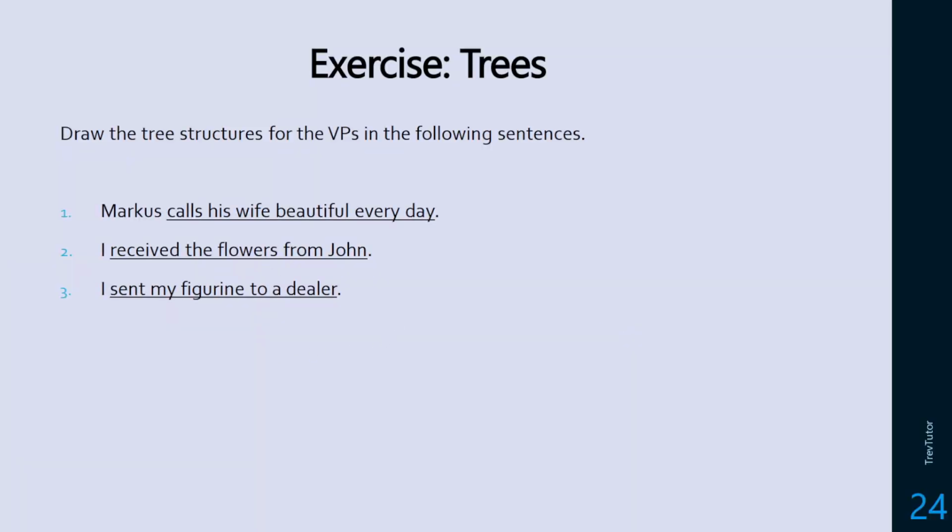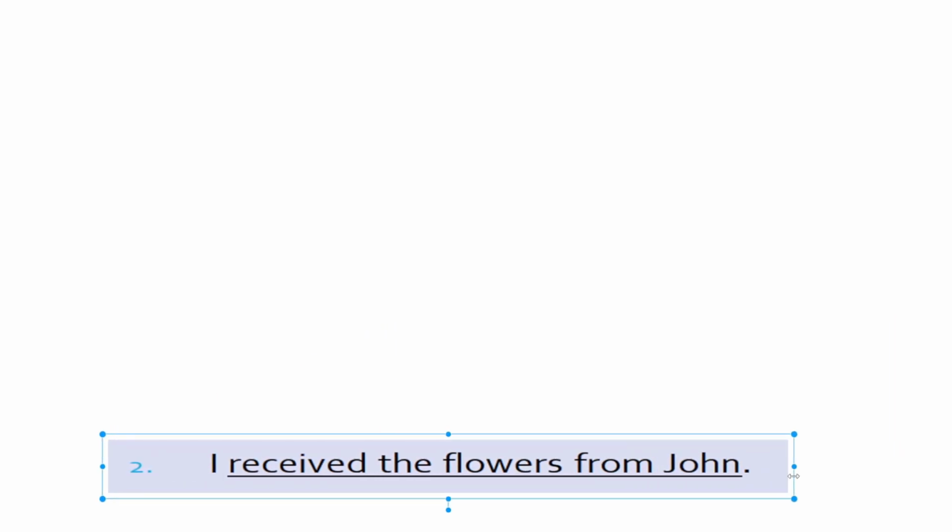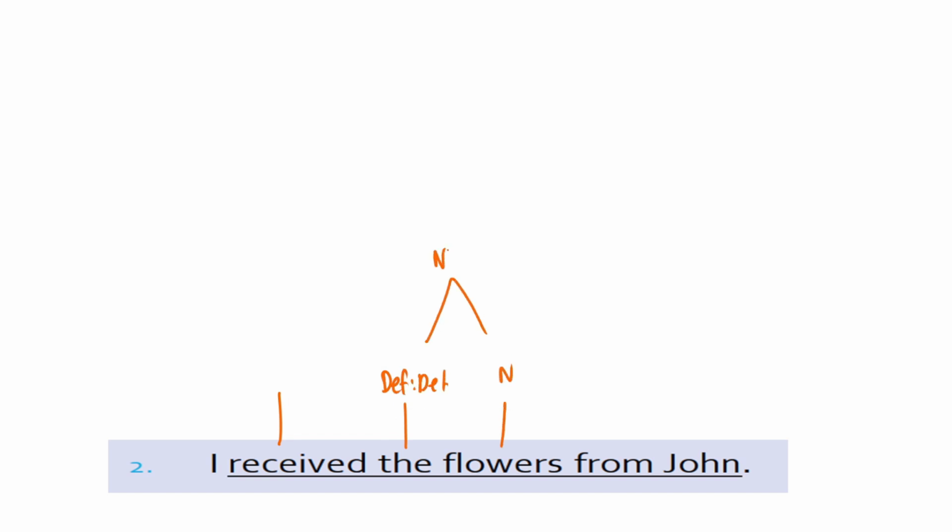Let's see if we can do the tree for number 2. I received flowers from John. Okay, so we have the flowers. We'll just do the same thing we did before. I don't know what received is yet, but I know that the is going to be a definite determiner. Flowers is going to be a noun, and these will create an NP. I have John, which is a proper name noun phrase, and this is going to be the object of a preposition from to make a prepositional phrase.